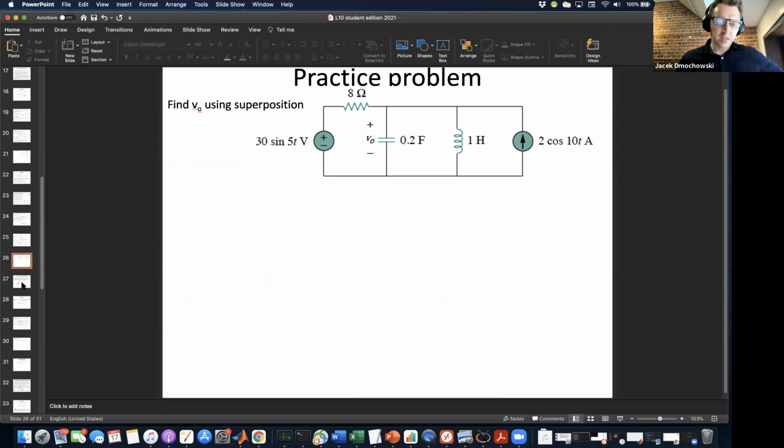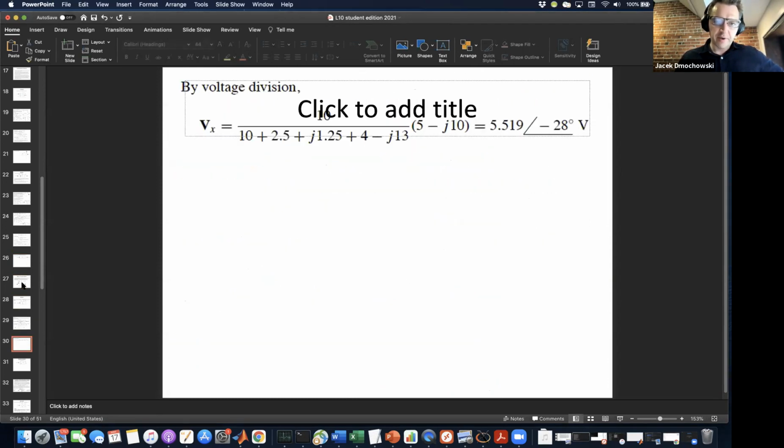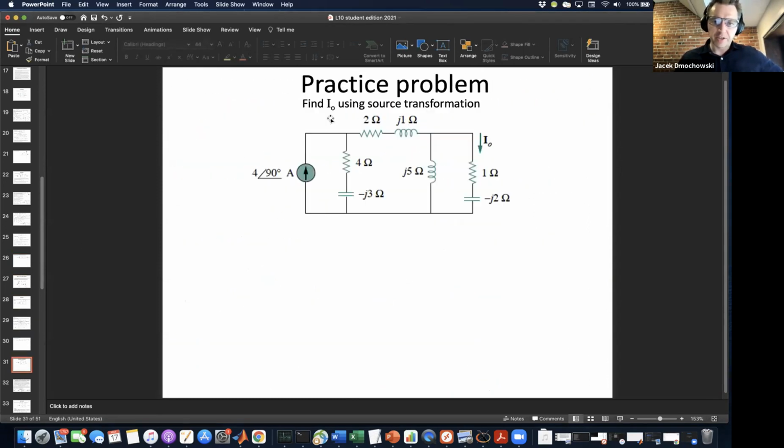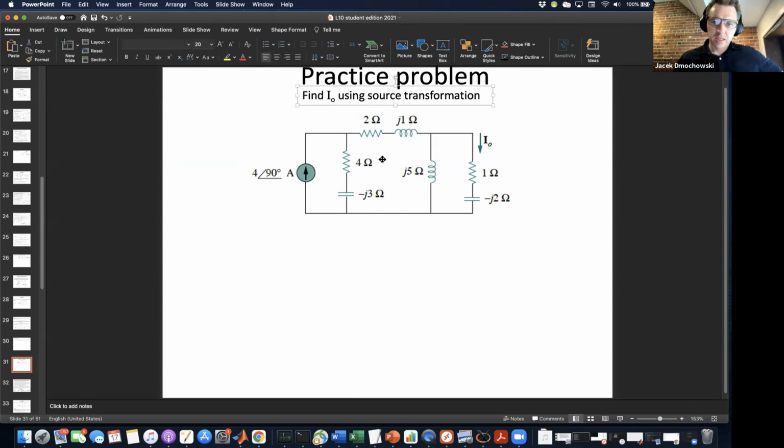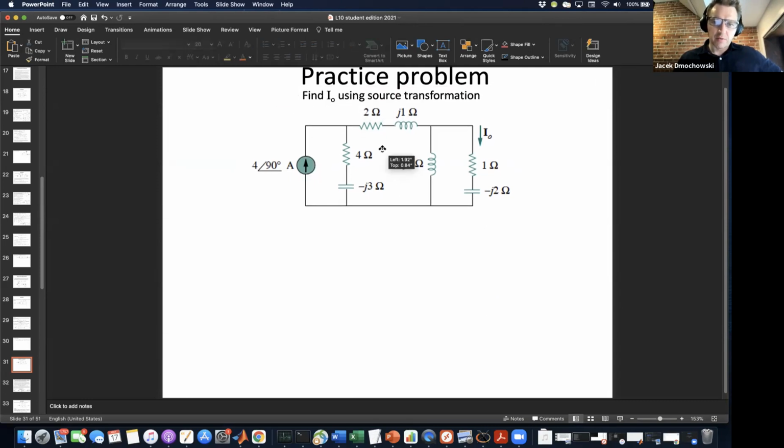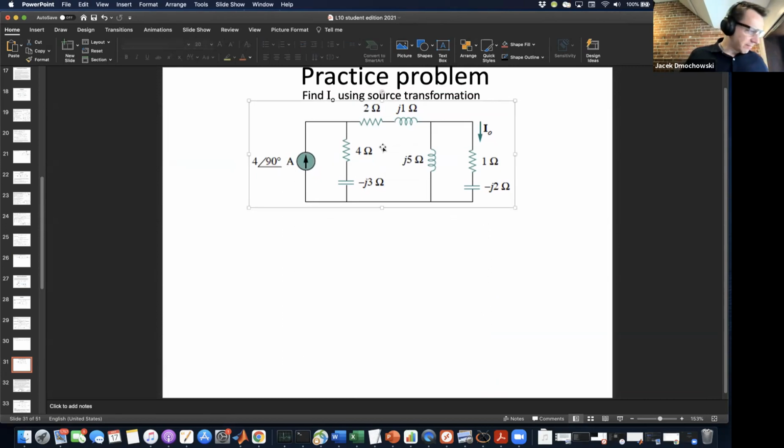Let's move on to source transformation. We have one source transformation problem that we are going to tackle, and this is not a difficult problem. It's just going to be a lot of drawing for me, so I'm going to redraw this.